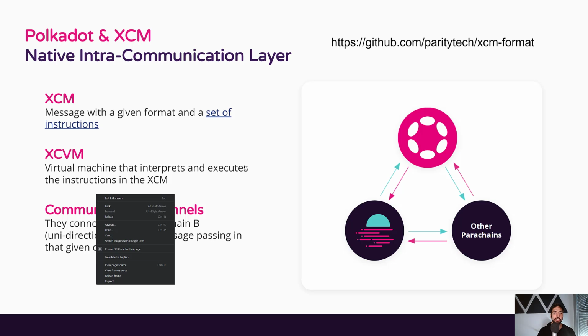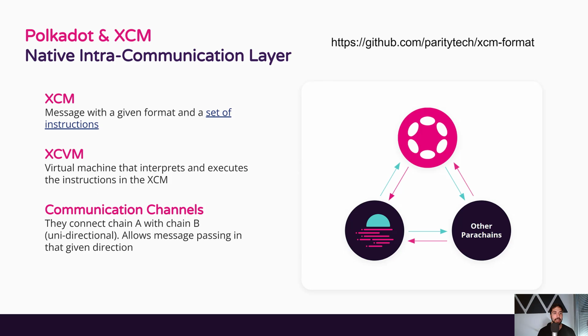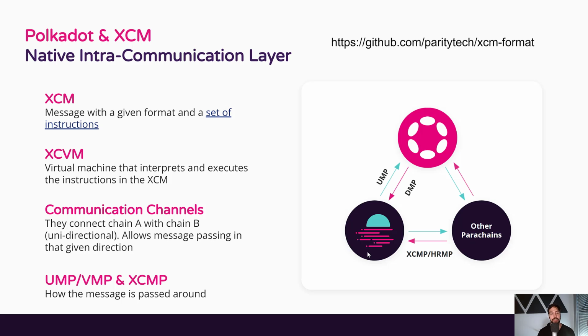There are many communication channels in this XCM technology. The main ones are unidirectional, meaning that if you want to communicate to another parachain, you have to make sure that there is a bidirectional channel. These communication channels allow message passing in a given direction. You have, for example, UMP to communicate from Moonbeam to Polkadot, DMP from Polkadot to Moonbeam, and then XCMP or HRMP between parachains. And this is basically how the messages are passed around.